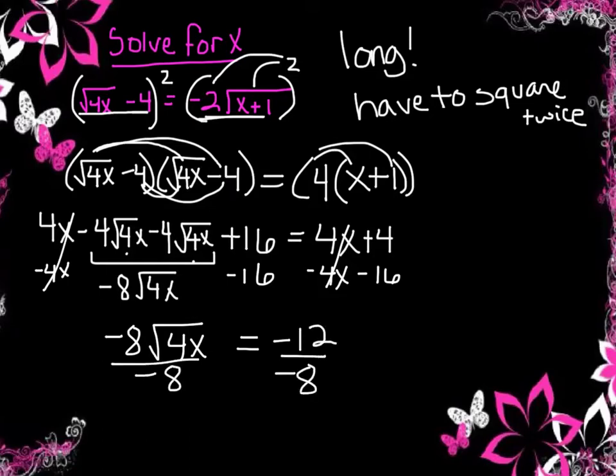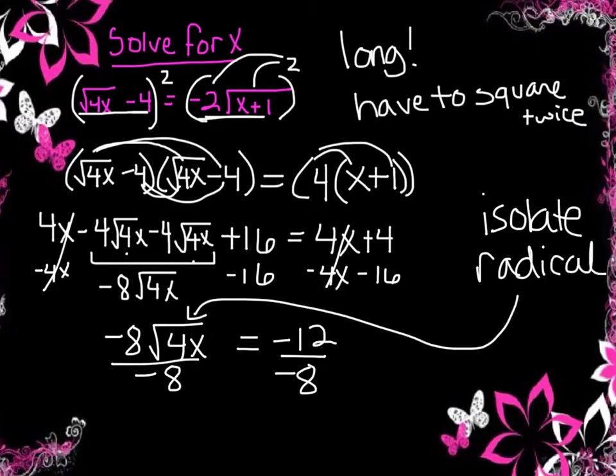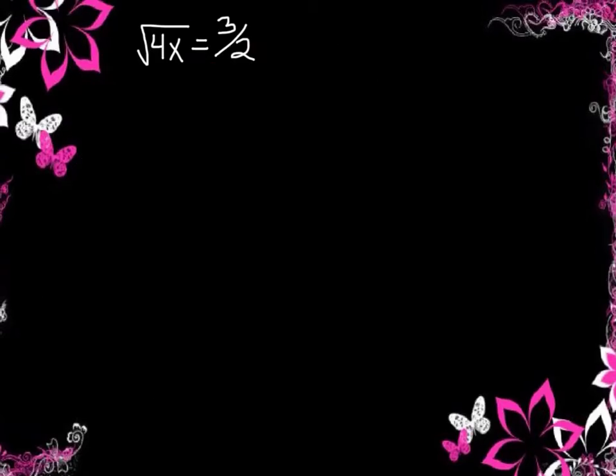Your goal here is to isolate the radical. Isolate the radical. So we've got the square root of 4x equals, and then negative 12 divided by negative 8 would give you 3 over 2. Positive 3 over positive 2. Alright, so I'm going to have to go to the next page to continue this problem. So we have the square root of 4x equals 3 halves.